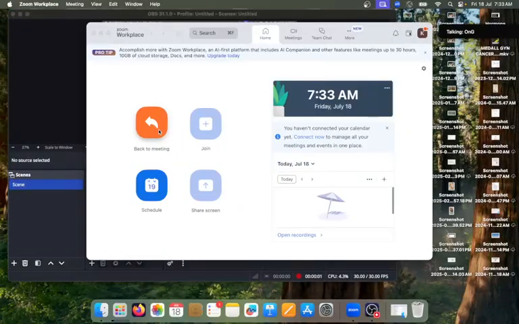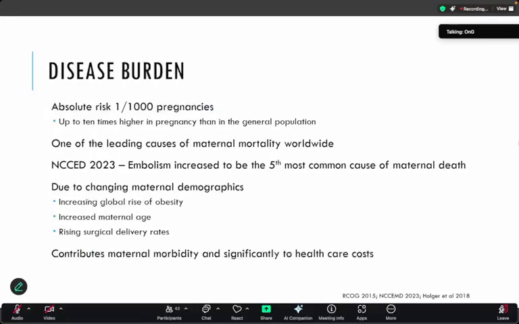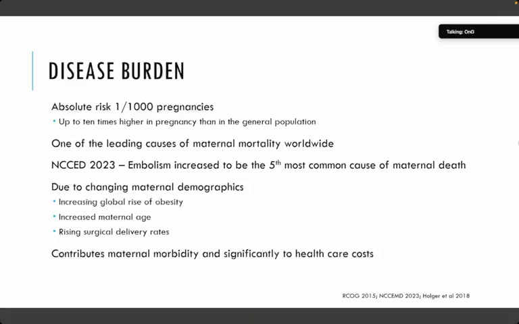population, and it's one of the leading causes of maternal mortality worldwide. And according to the latest report by the National Committee for the Confidential Inquiry into Maternal Deaths of South Africa, embolism has now increased to be the 5th most common cause of maternal death. And this may be explained due to changing maternal demographics, such as the increasing global rise of obesity, increasing maternal age at conception and delivery, as well as due to rising surgical delivery rates. And it also contributes to maternal morbidity and significantly to healthcare costs.